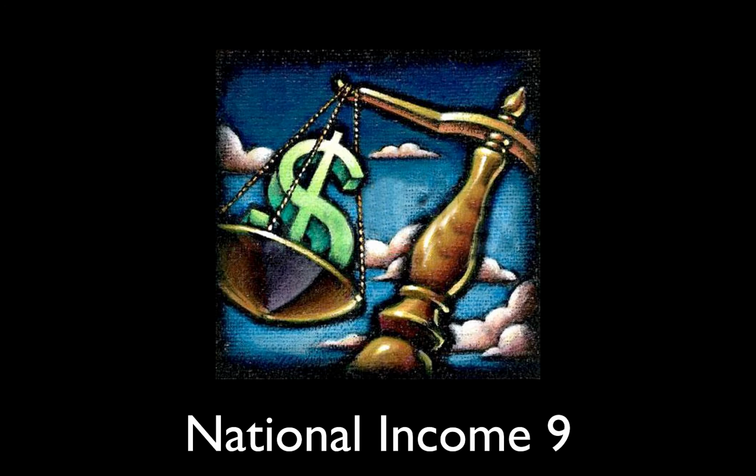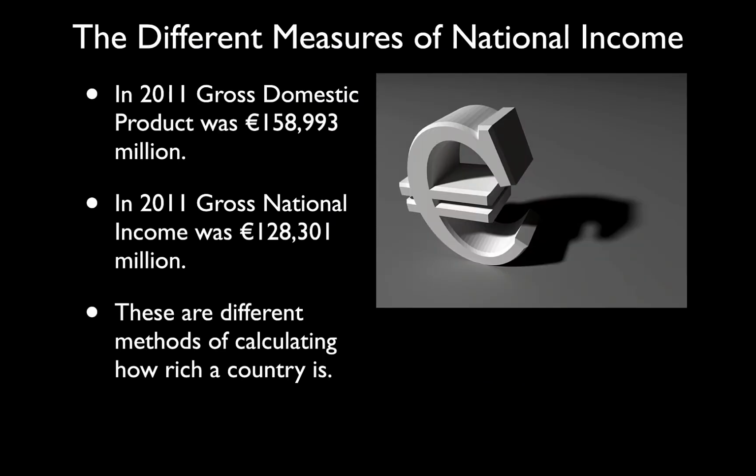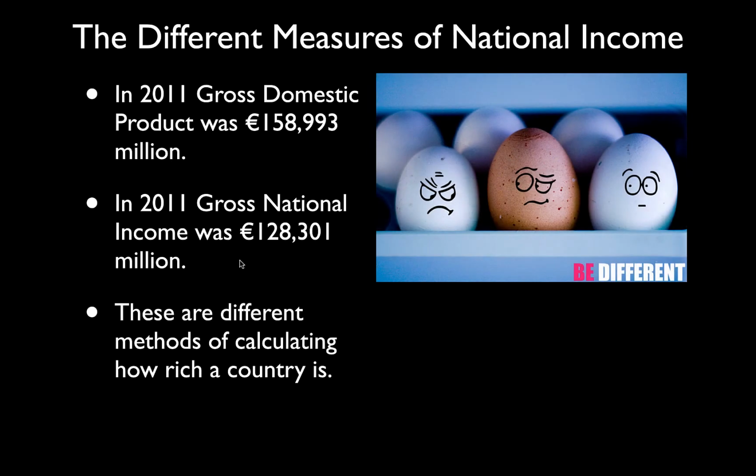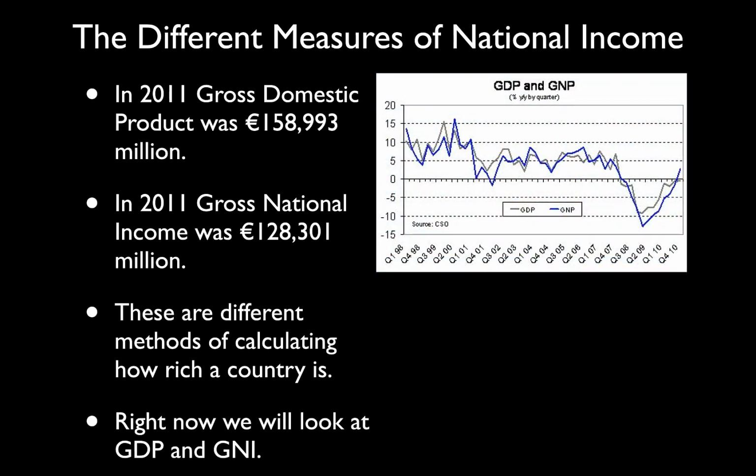income, the reasons for the difference, and therefore I suppose some of the benefits and costs of using one versus the other. There is no one overriding best measurement of national income. Each of them has its benefits and each of them has its drawbacks. The two that we're going to be looking at today are gross domestic product and gross national income. And as I was saying, they are just different ways of measuring how well off a country is.